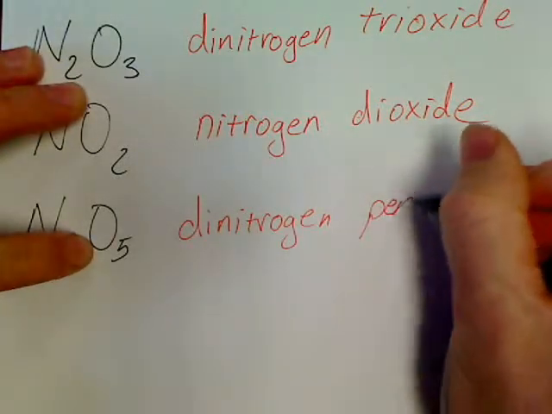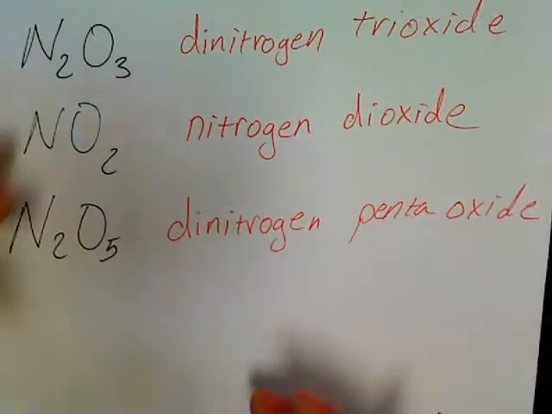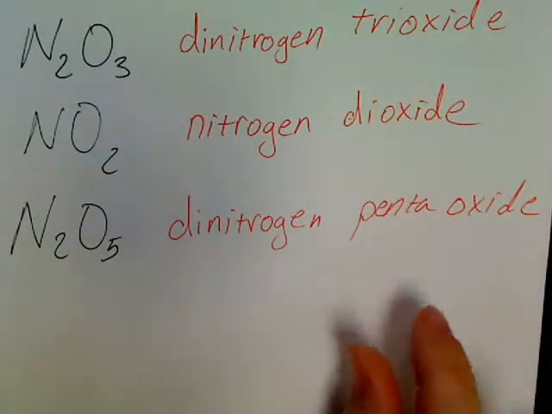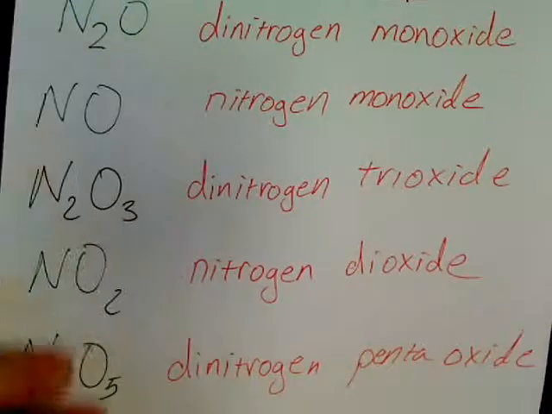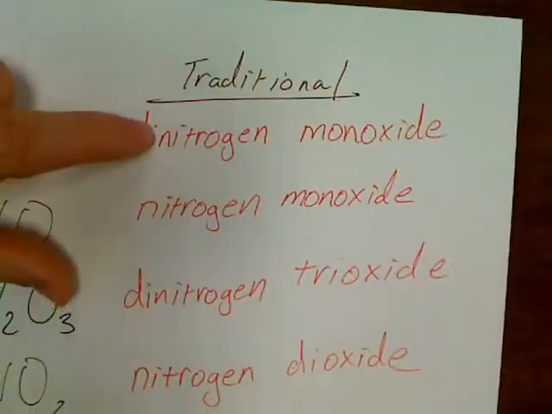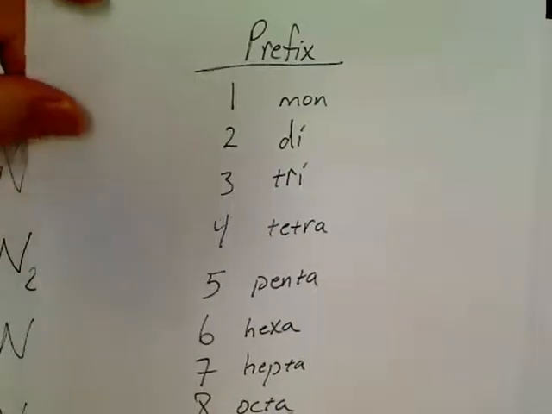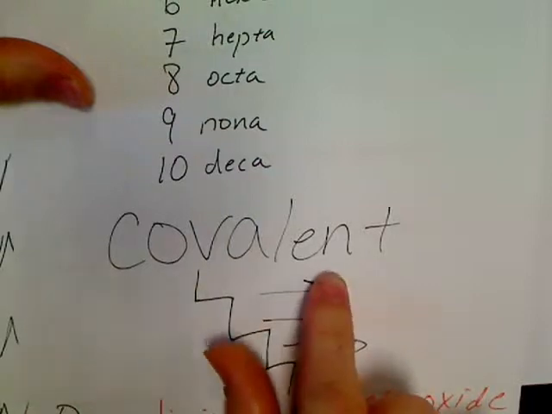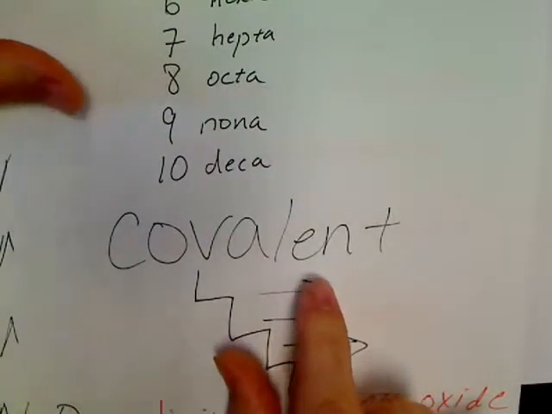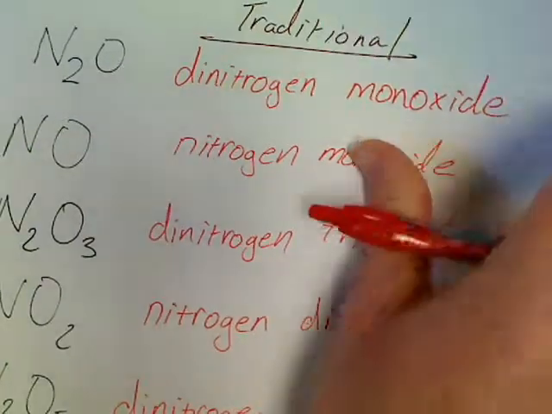And pentaoxide, all one word written out. I just got a little gap in mine by accident. So that's what these problems look like. No pluses and minuses. Traditional, but again, we can only do this traditional mon-di-tri if it's covalent. If it's ionic, wad that up, throw it in the trash can. It's not going to do us any good.